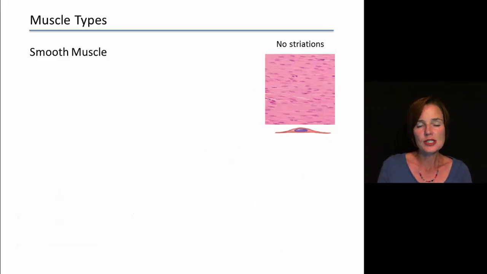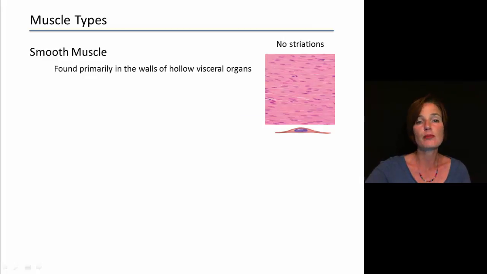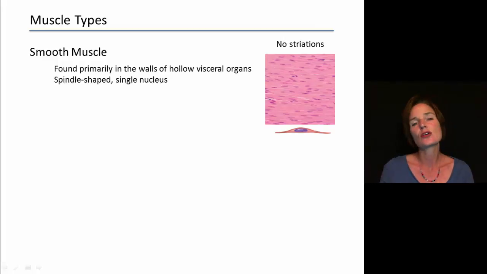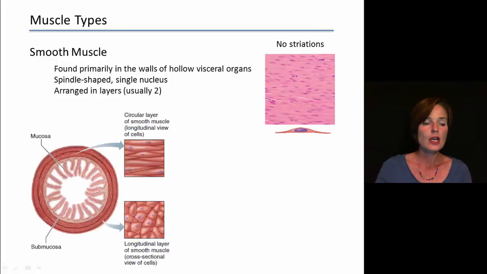Muscle type number two is going to be the smooth muscle. You can see that in the image here. Right away, it does look pretty different from the skeletal muscle because this one does not have the striations in it. So it doesn't have the lines or the stripes. The smooth muscle is found primarily in the walls of hollow visceral organs. It's going to be made up of spindle-shaped, single nucleated cells. So they're spindle-shaped, and they will have just a single nucleus, which is what we're seeing in the image right here.